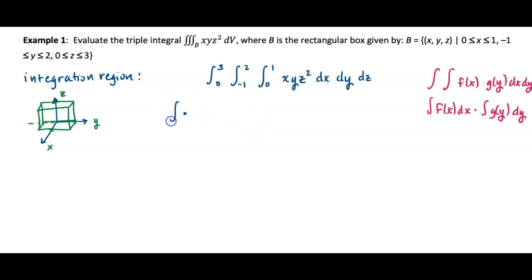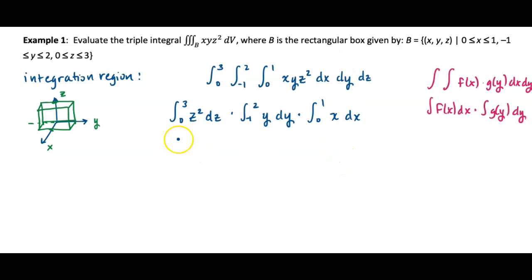So we can break this up into our integral from 0 to 3, remembering that these are our z bounds, so this is going to be z squared dz, times the integral from -1 to 2. These are our y bounds, and that function is just going to be y dy, times the integral from 0 to 1. These are our x bounds, and so we've got x dx.